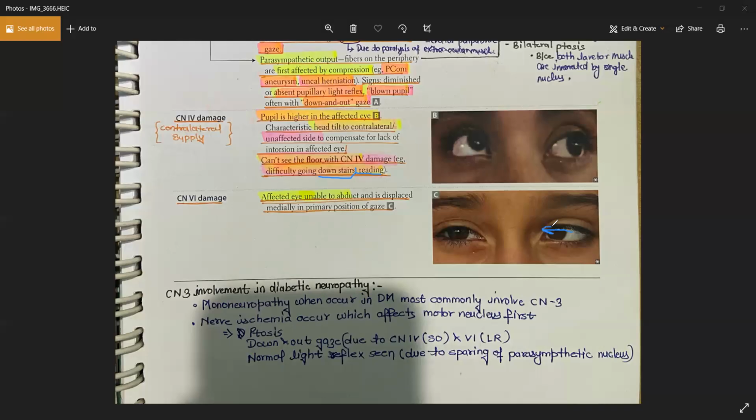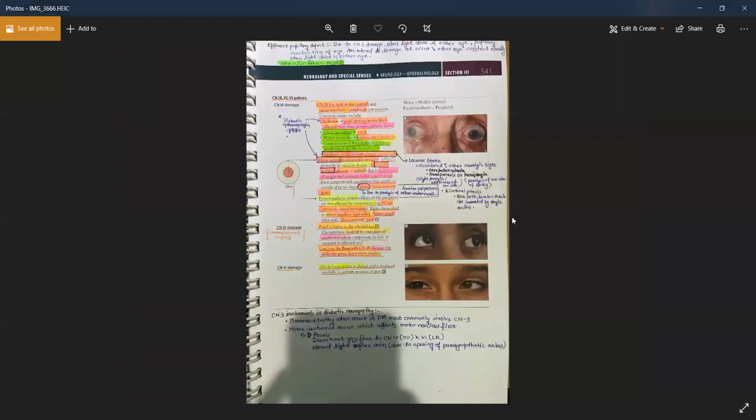So you cannot abduct your eye and you will have a medial rotation instead. That's about the sixth nerve damage. So that's on the damage of my third, fourth, and sixth nerves. Any doubt? No, thank you.